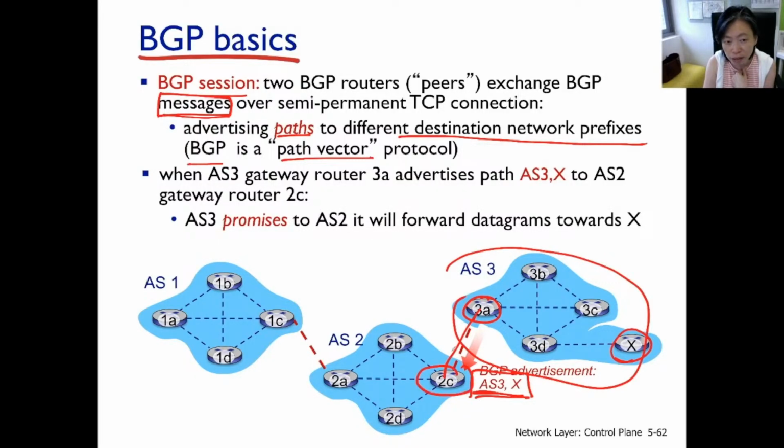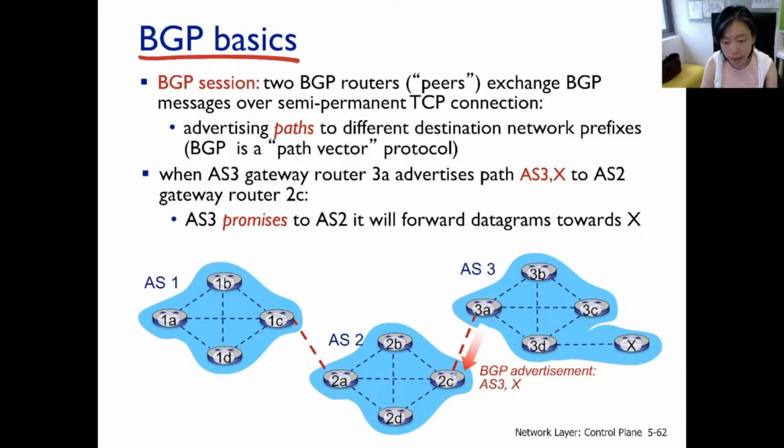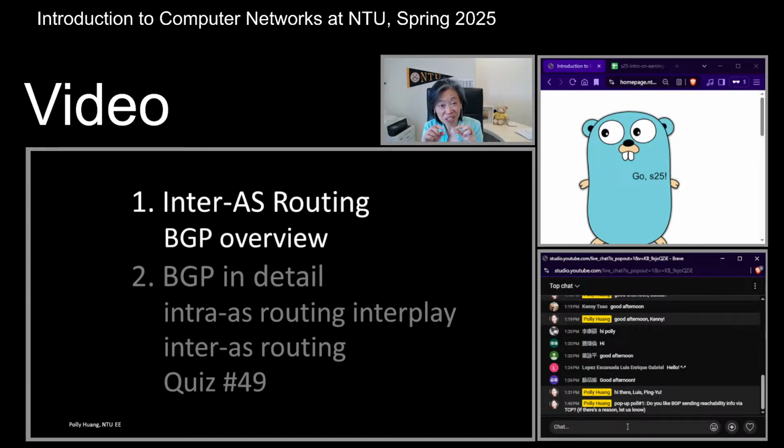So 2C here will receive the AS path, AS3, X. So AS3's gateway router 3A will advertise the path to AS2's gateway router 2C. So when AS3 does this, it's also saying that AS3 promises AS2 to relay packets on behalf of AS2 so that it can reach destination X. All right, so reachability information, aka the AS path, starts off from each of the ASs announcing its existence.